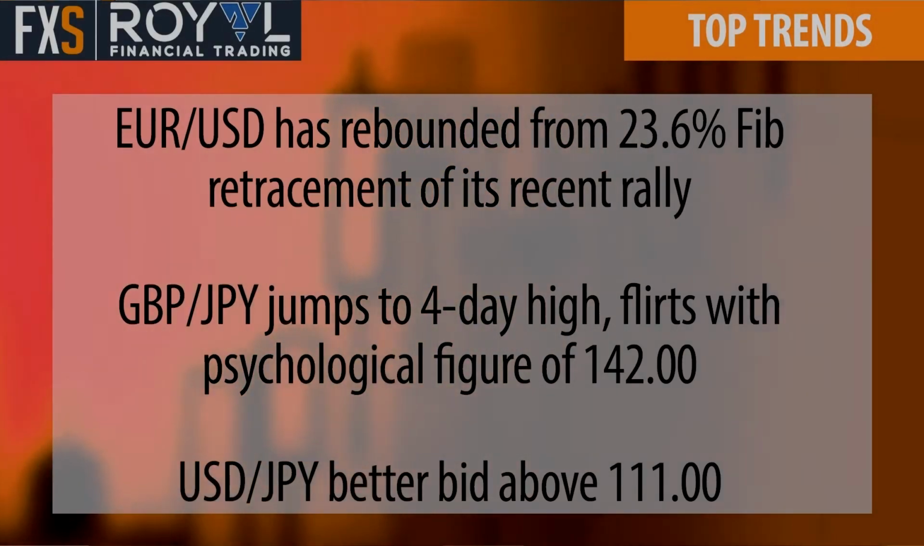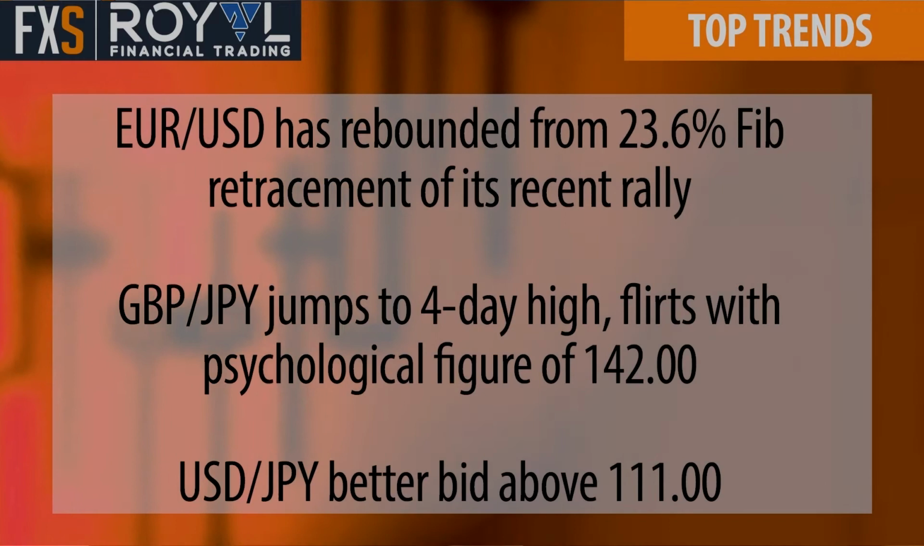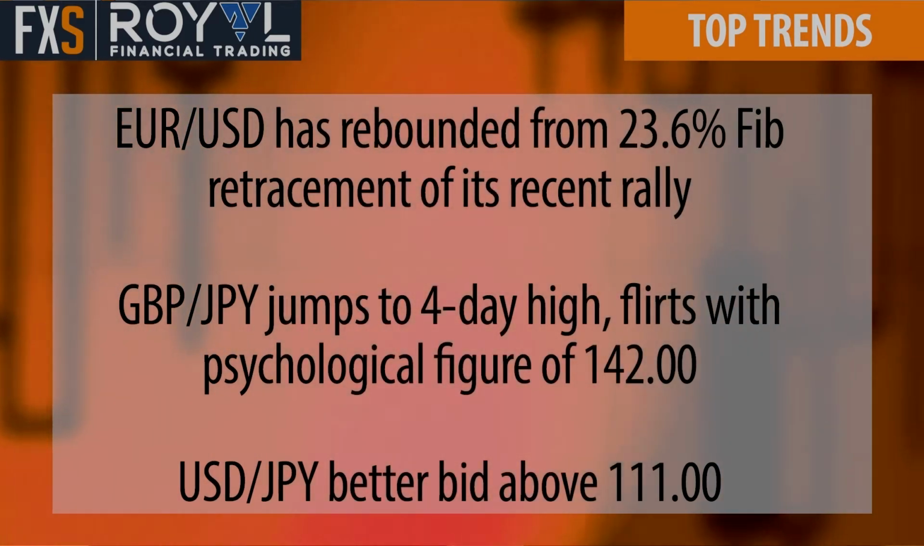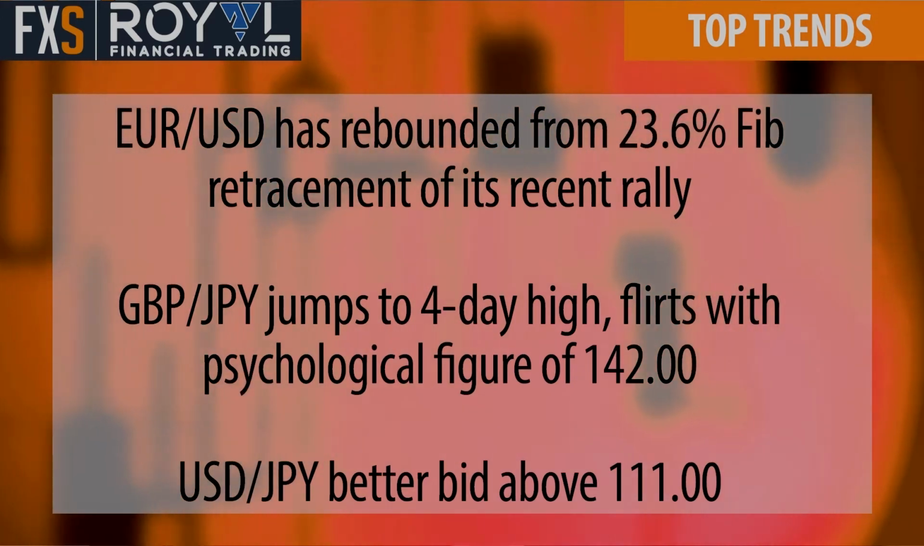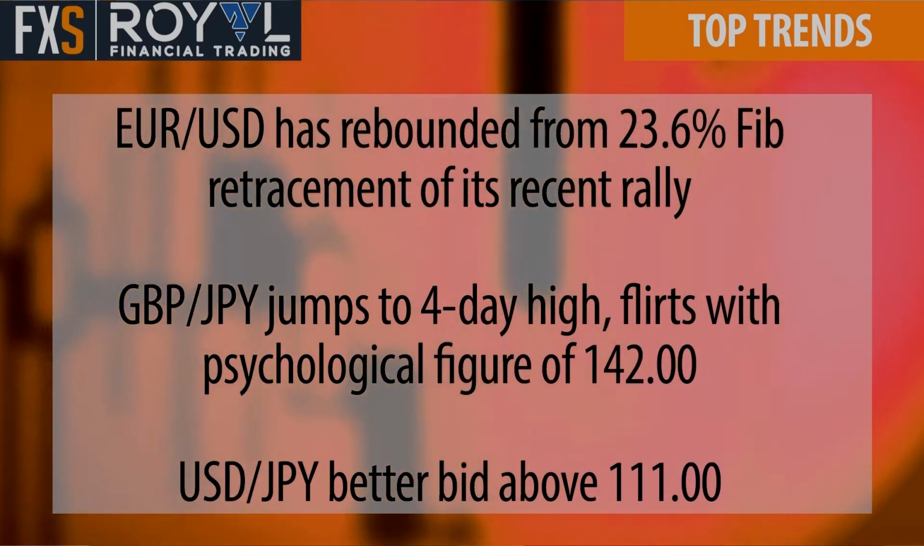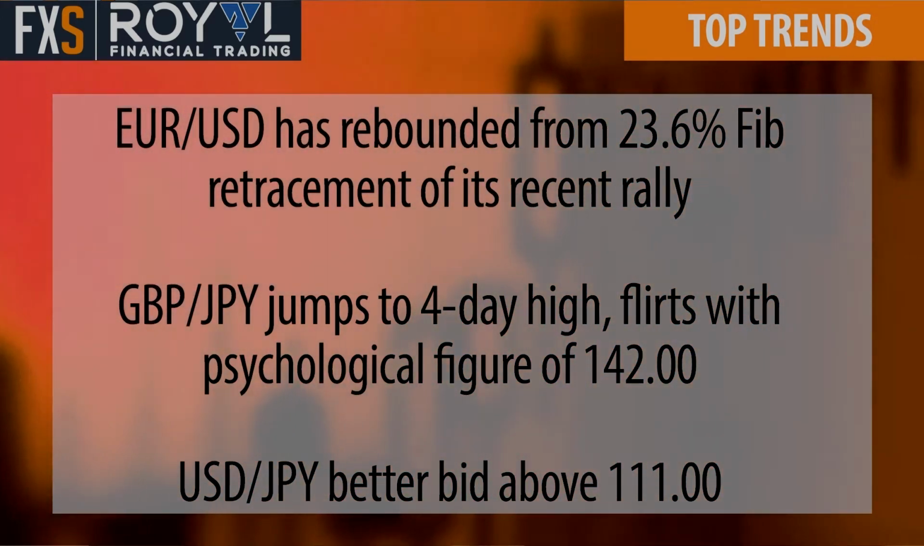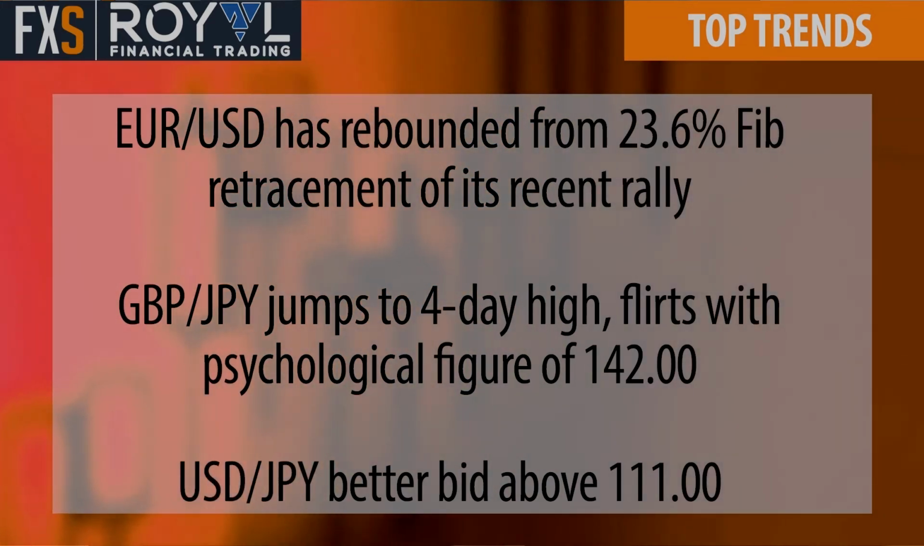Busy day so far this morning with the currencies rather volatile. Let's have a look at the headlines. Euro-dollar has rebounded from the 23.6% Fibonacci retracement of its recent rally. We'll be looking at that in a second. Sterling yen jumps to a four-day high, flirts with the psychological figure of 142. And then dollar yen is better bid above 111 yen.